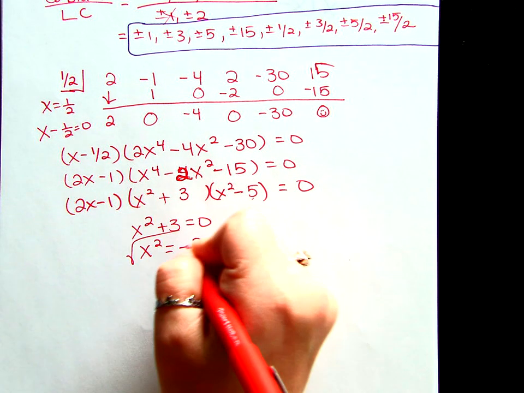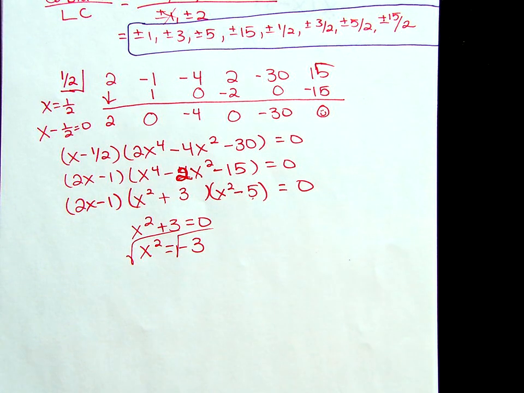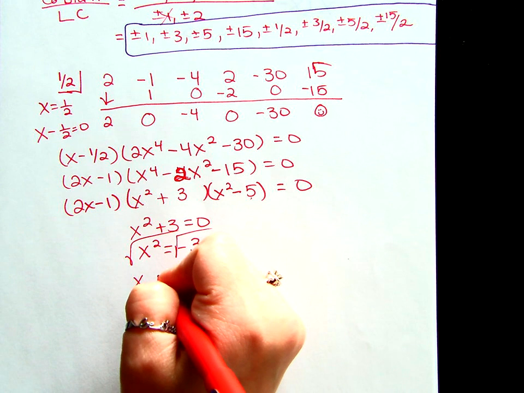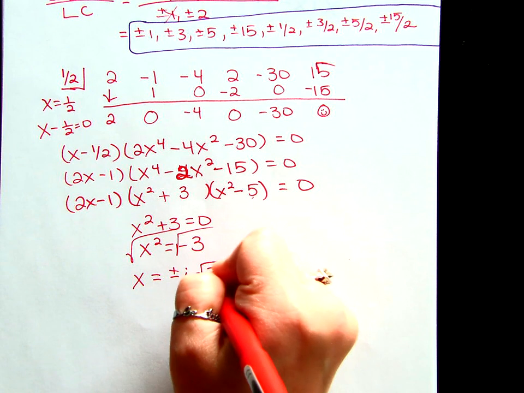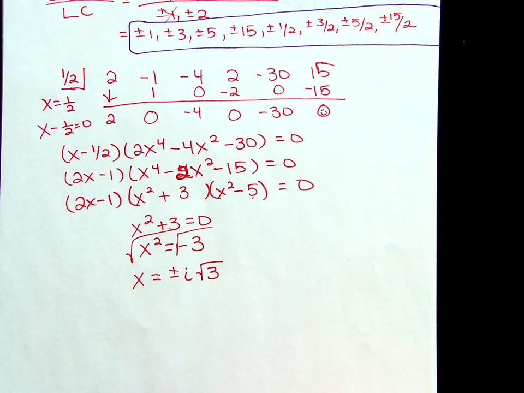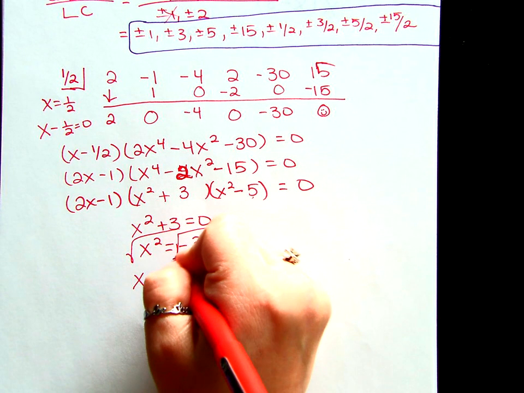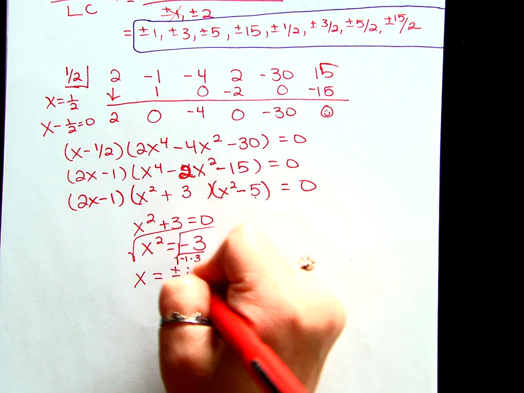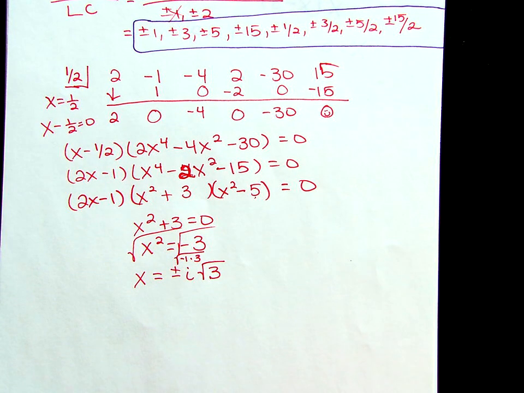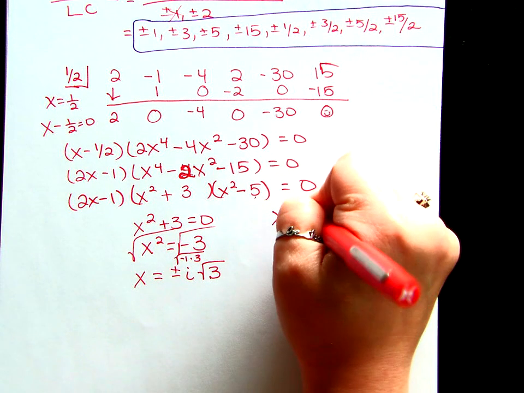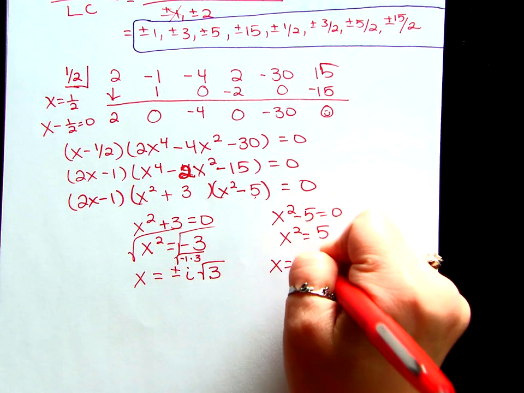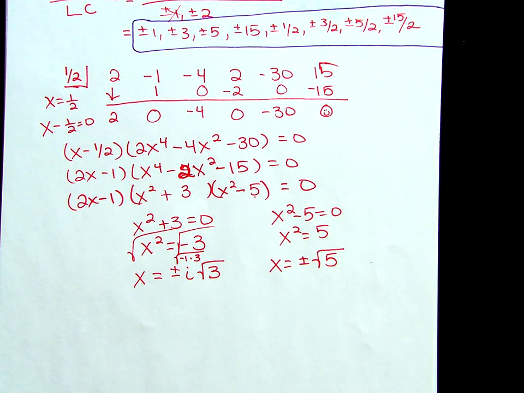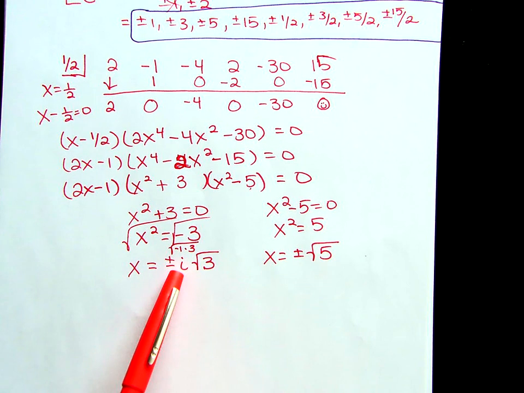If I square root a negative 3, what am I going to get? Plus or minus i square root of 3. Because what we have is the square root of negative 1 times 3, and that square root of negative 1 becomes the plus or minus i out front. x squared minus 5 equals 0. Add the 5 over, and you square root, and you just get plus or minus square root of 5. So this one has 1 rational zero, 2 complex zeros, and 2 irrational zeros. So it's a whole big mess.